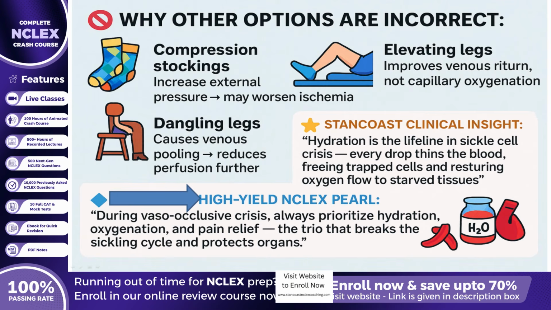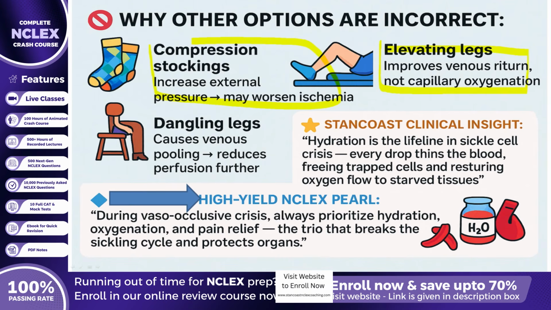Now looking at why the other options are incorrect. Option 2, using thigh-high compression stockings, focuses on venous return but does not improve oxygen delivery or capillary perfusion. It may actually worsen ischemia by increasing external pressure on compromised areas. Option 3, elevating the lower extremities, primarily assists with venous drainage but fails to enhance oxygen transport in microvascular obstruction. In sickle cell crisis, capillary clumping and microemboli are the main issue, and elevation offers no correction.